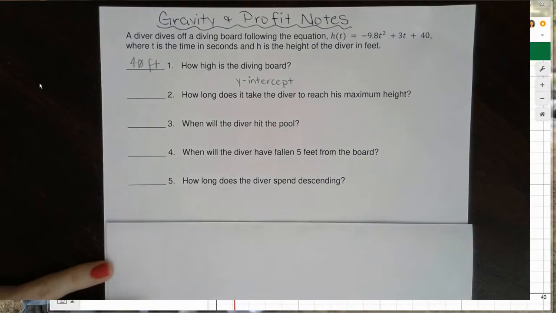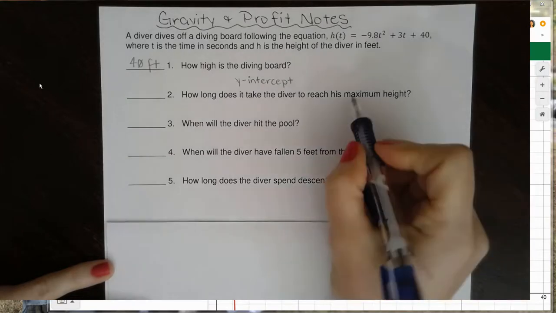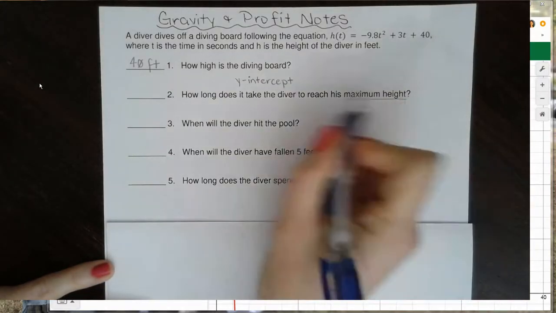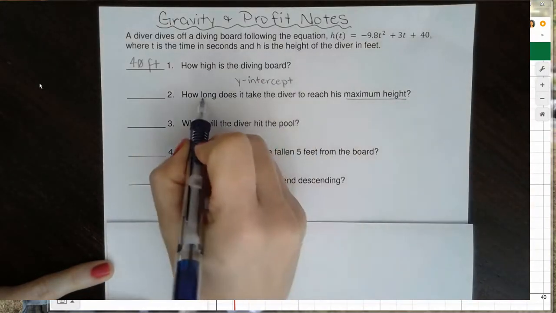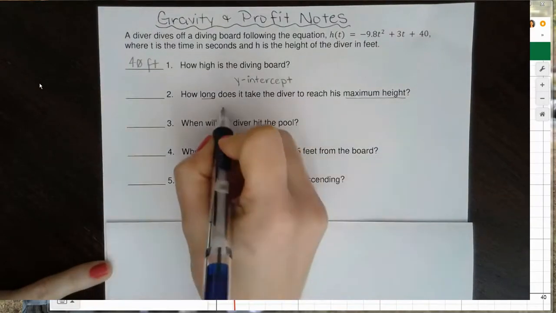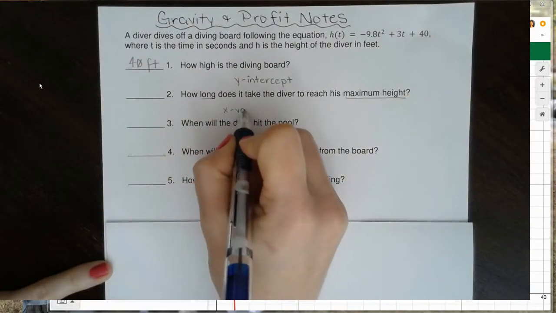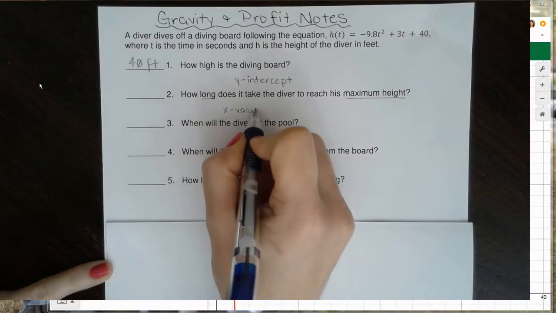How long it takes the diver to reach his maximum height. So since it deals with maximum height, but I'm asking for the length of time, I need the x value from the vertex.